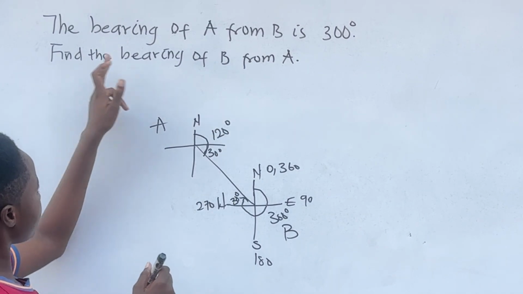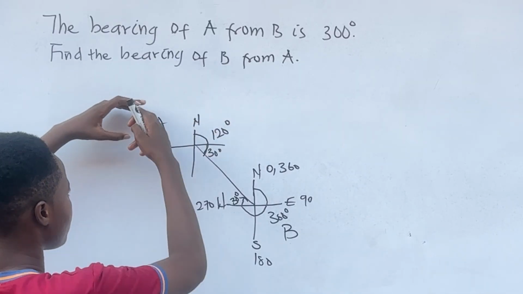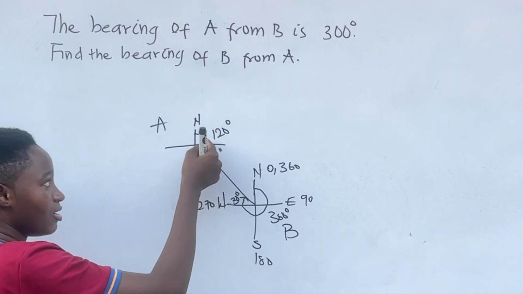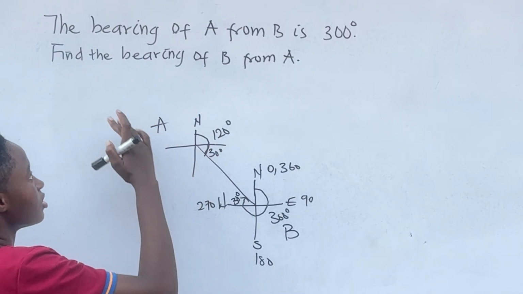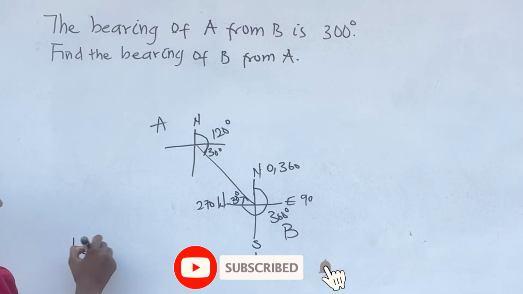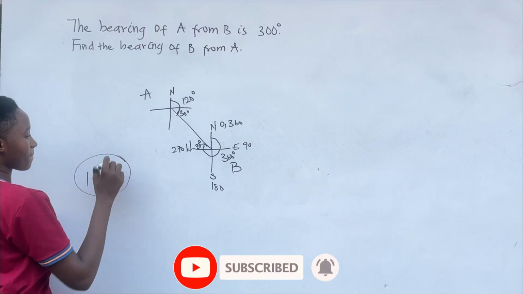So find the bearing of B from A. So coming from A is going to come from the north side. So this is 90 plus this 30, that's 120. So the bearing of B from A is 120 degrees.